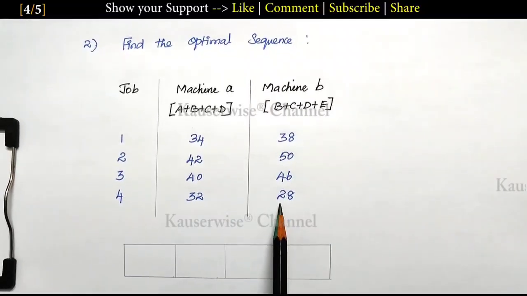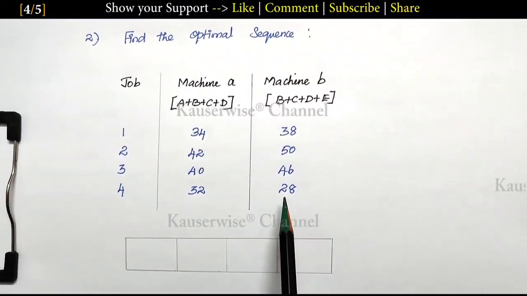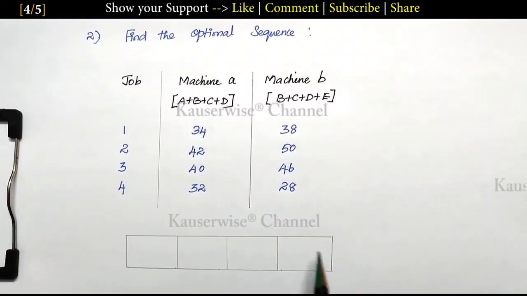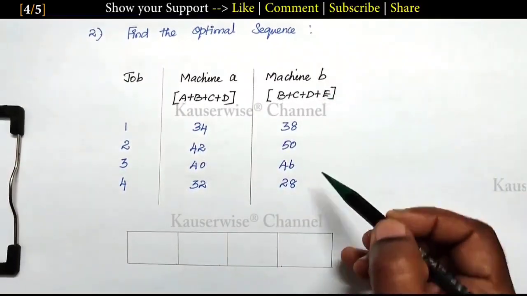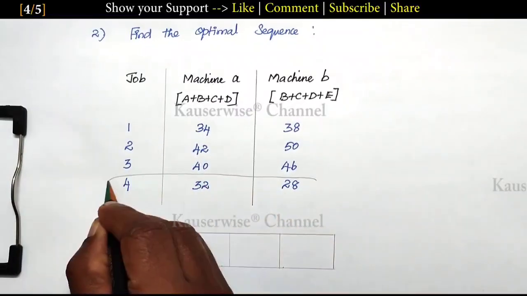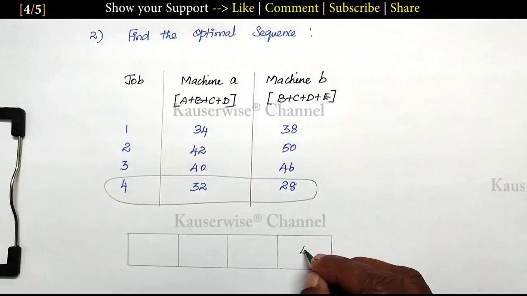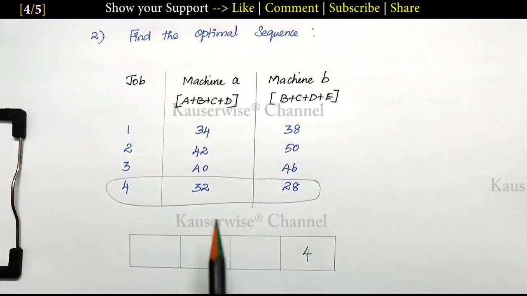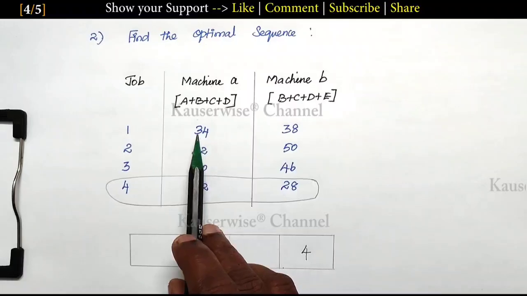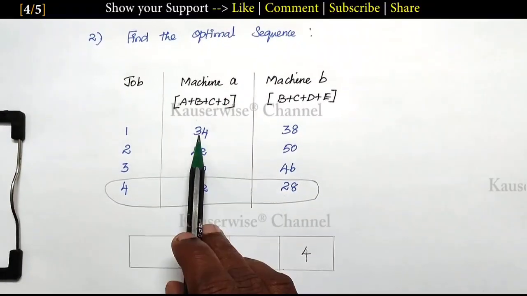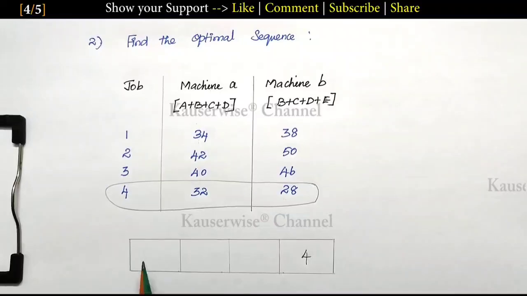28. If minimum duration occurs in machine B, then we have to allocate this particular job in the backward direction first. Okay, here 28 falling machine B, no. So we need to allocate this particular job in the backward direction first. So assign 4 here. Okay, then next minimum duration is 34. But this duration occurs in machine A. So we need to allocate this job in the forward direction first.